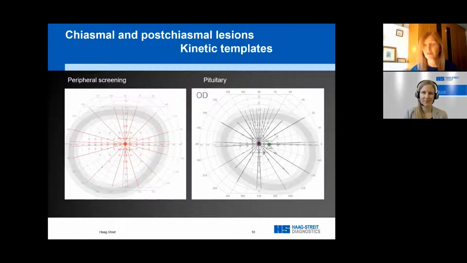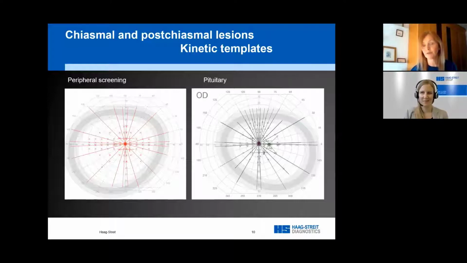The templates are useful for us because we still have a number of different examiners testing visual fields within our clinics. And we also have more than one perimeter in use. So by using standard templates, we have more confidence in having more repeatable visual fields, despite the fact that different examiners will introduce variance. The slide shows our pituitary template on the right side, and the left side template is a screening test. And one really nice advantage of kinetic testing is that you never lose what you've done if the patient is unable to complete the test.